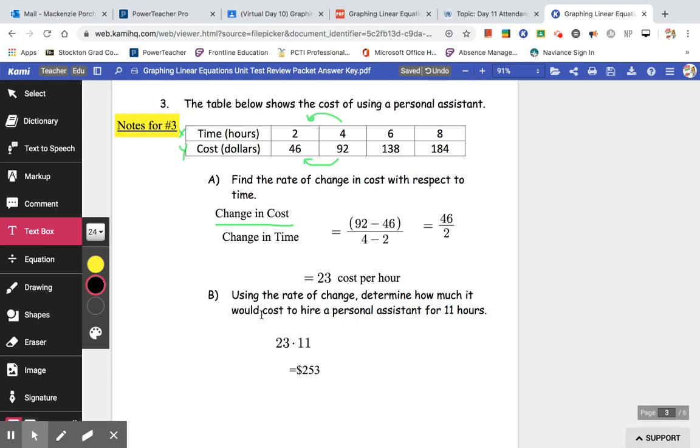Anytime you're asking how much something would cost, the label is always going to be the dollar sign. So that's our answer for part B. So we take whatever we got in part A and multiply it by the amount they give us in part B.